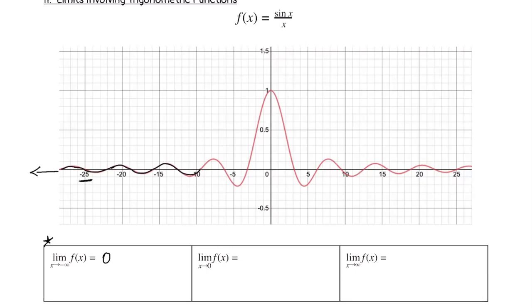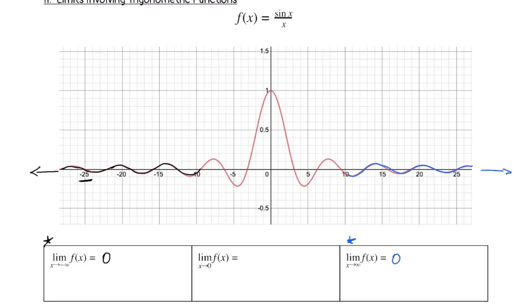Now, based on that reasoning, what are our thoughts about the limit as x approaches positive infinity? So when we go to the other end, if we start tracing, yeah, it looks like those waves are getting flatter and flatter as well. And so we can say that the limit as x approaches infinity goes to 0 as well, okay?